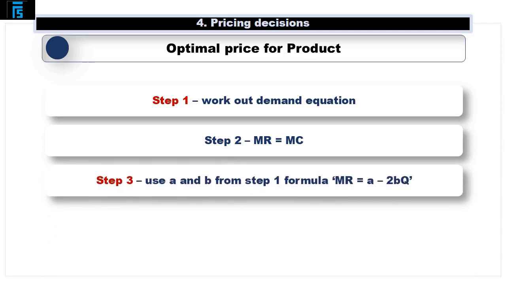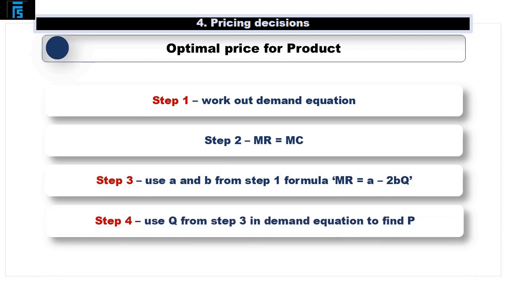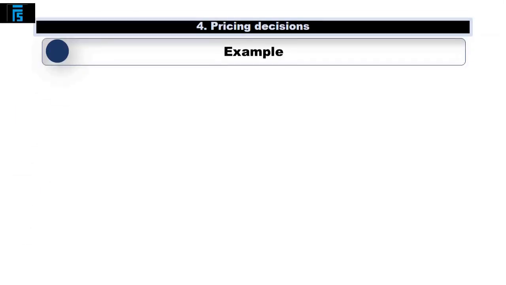We can find the marginal revenue, MR, by adapting the demand equation. It now becomes MR equals A minus 2BQ. Once we know what MR is, we will also know what marginal cost is, or MC, as they equal each other at the optimum point. As we already know A and B from the demand line calculation, and we now know what MR is, we can then find the quantity to sell at the optimum point, and then substitute this back into the demand equation to find P, the optimum price.